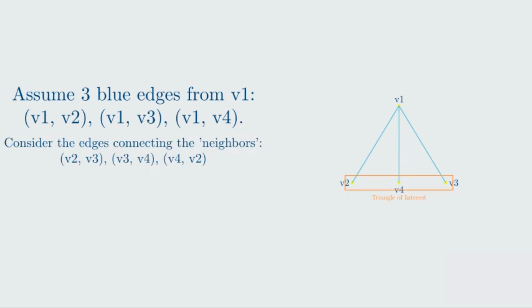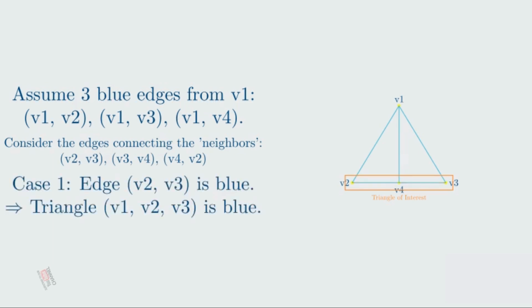There are 3 edges within this triangle of interest: V2-V3, V3-V4, and V4-V2. Each of these edges can be either red or blue. Think about edge V2-V3. What color is it? If it's blue, then we have a blue triangle formed by V1, V2, and V3. Our mission is accomplished.